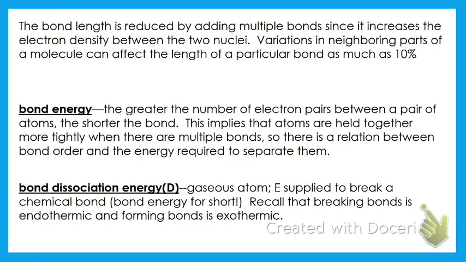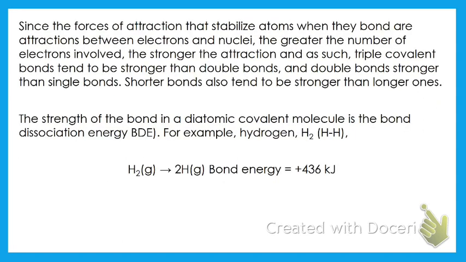Bond energy: greater number of electron pairs. That makes sense. This all makes sense. We know this already, right? A triple bond is going to have a higher bond energy. And the bond dissociation energy is the energy supplied to break a chemical bond. Bond energy for short. And there's an example of hydrogen. So this much energy would be required to break the H2 bond. So we expect that to be endothermic or exothermic. It's positive. Endothermic. Positive is endothermic. We're having to put energy into the system to break that bond.